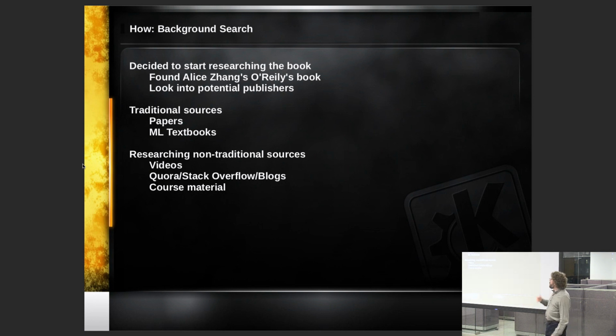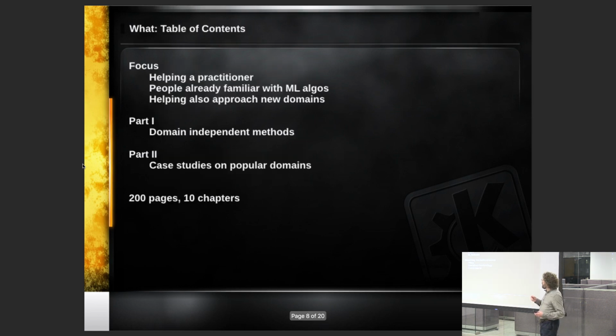So I went through all that material, and I came out with a plan for the book with a focus on helping practitioners. People are already familiar with the algorithms, but will need some help trying to squeeze more value from them, and then help approaching new domains. So the book has two parts. The first part is domain-independent methods, and the second part are all case studies on very popular domains. So around 200 pages, 10 chapters.